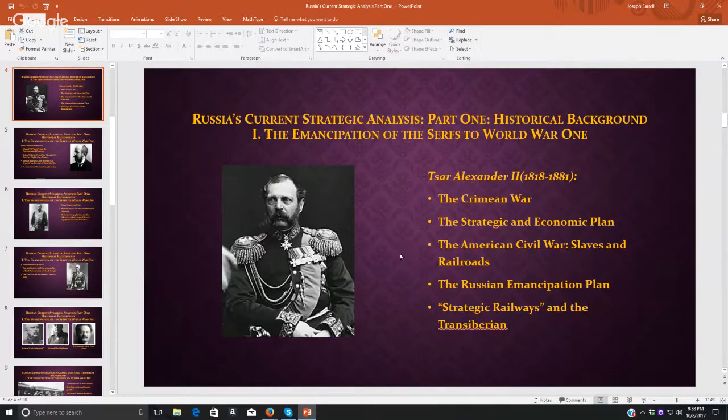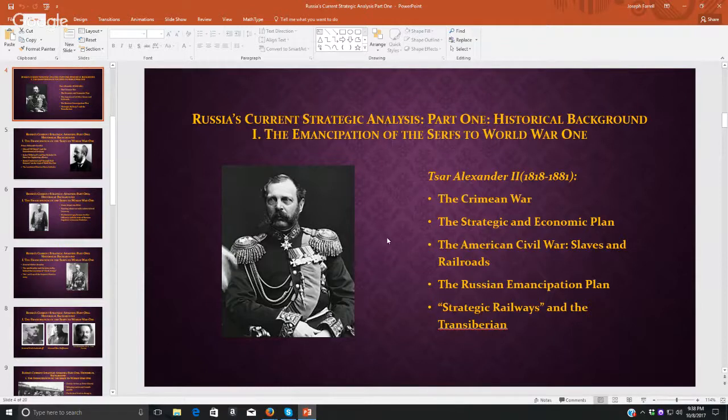Now, as a result of this plan, the Russian government decided eventually to initiate a program of very, very low interest loans, loaning money directly to the serfs at low interest, and the serfs in turn would take that money, buy their land from the nobility. The nobility would be recompensed.